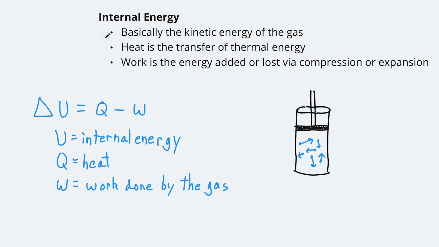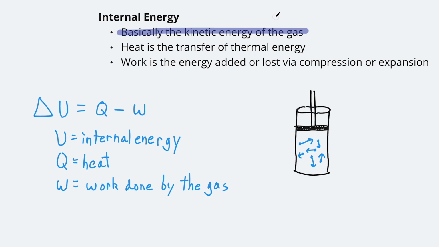Internal energy is basically the kinetic energy of a gas. So the higher the internal energy, the faster the gas particles are moving. So in other words, if internal energy goes up, then the temperature of that gas also goes up. We are focused on how the internal energy of a gas can change. And there are 2 factors. First is Q, which is heat, and then W is the work done by the gas.